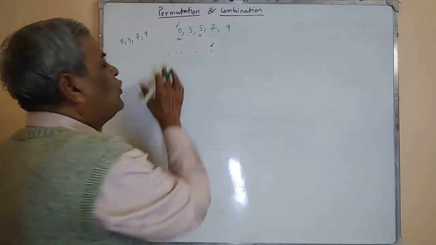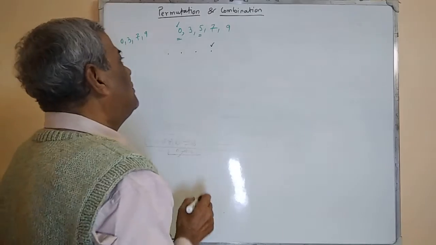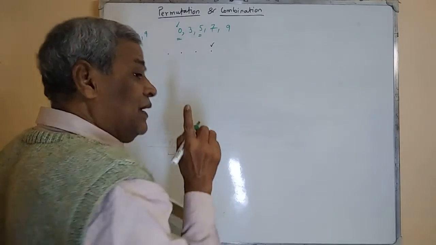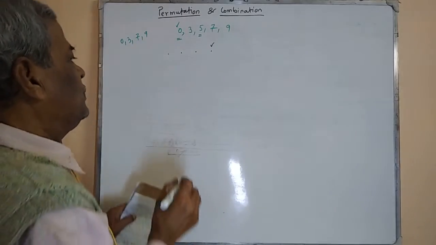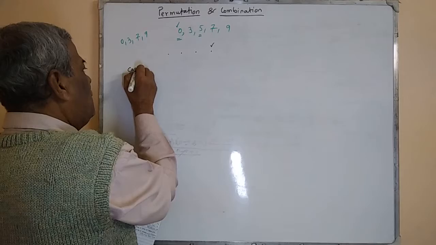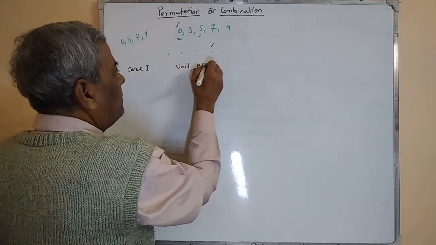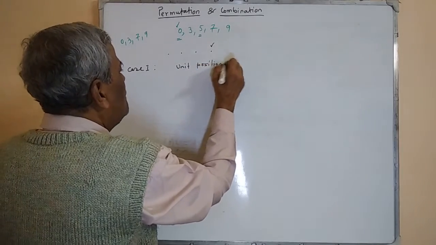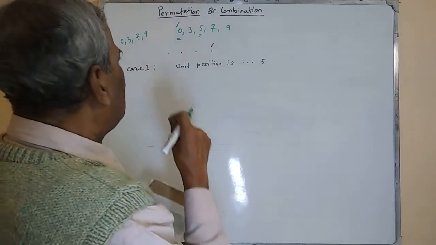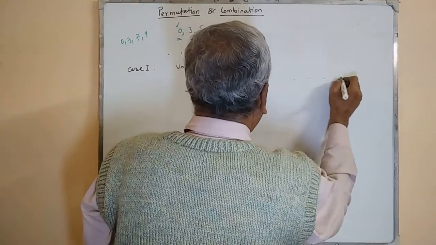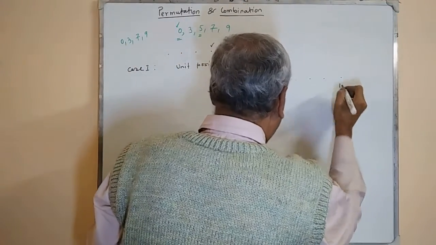And the 1000 position is also restricted, you cannot use 0 there. The digit 0 is restricted there also. So take two cases separately. Case 1, the unit position is filled up by 5. So out of 4 positions we have to fill, and this one is filled up by 5. That is only one way.